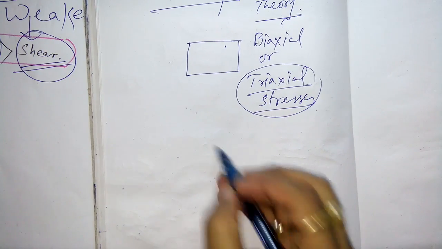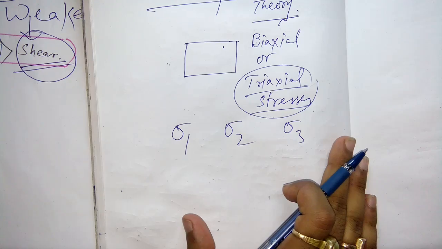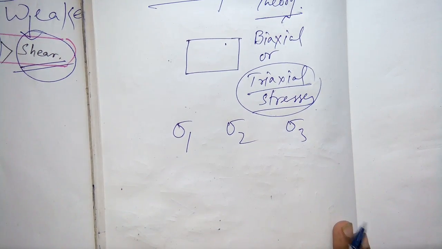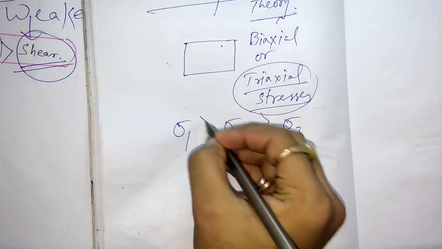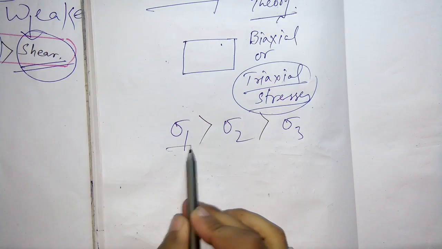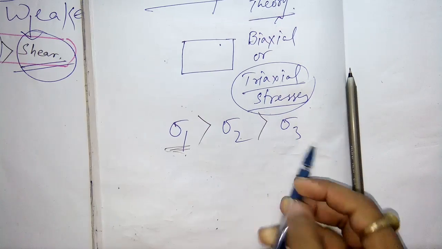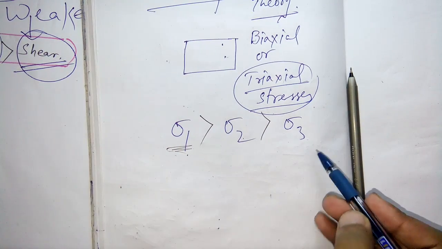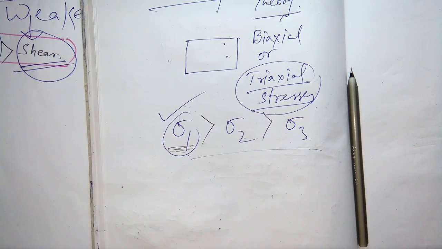Suppose the stresses induced in this body are sigma 1, sigma 2 and sigma 3 in three directions, because it is triaxial. Just take an example that this is your condition. Sigma 1 is the maximum principal stress. Sigma 1, sigma 2, sigma 3 are the principal stresses induced in this body. Now, among these three principal stresses, sigma 1 is the maximum.